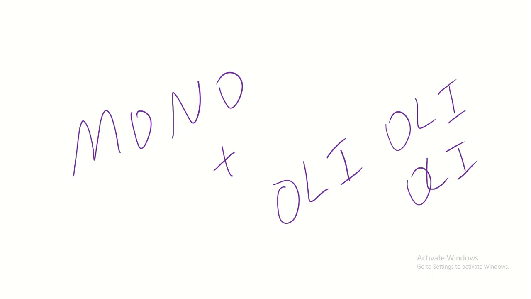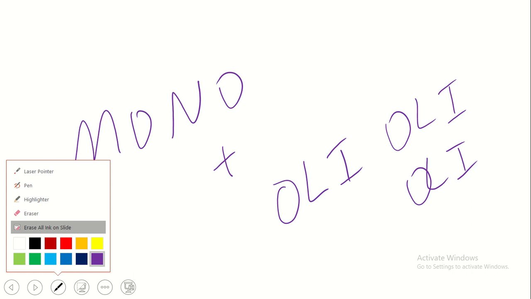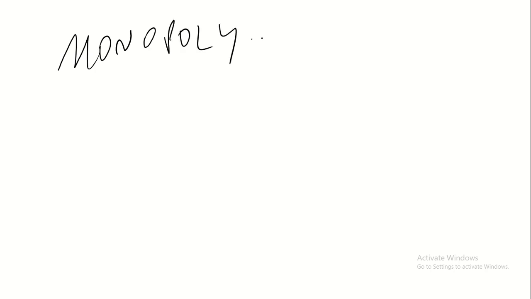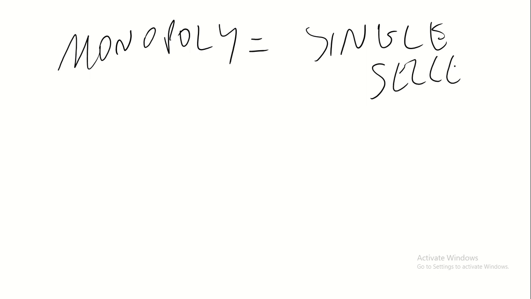I would like an identification of all the different types of monopolies with their corresponding definitions, please. So pause the video, do that. Right, let's go. So monopoly, a monopoly is a single seller in a market. Okay, so we've got different types.